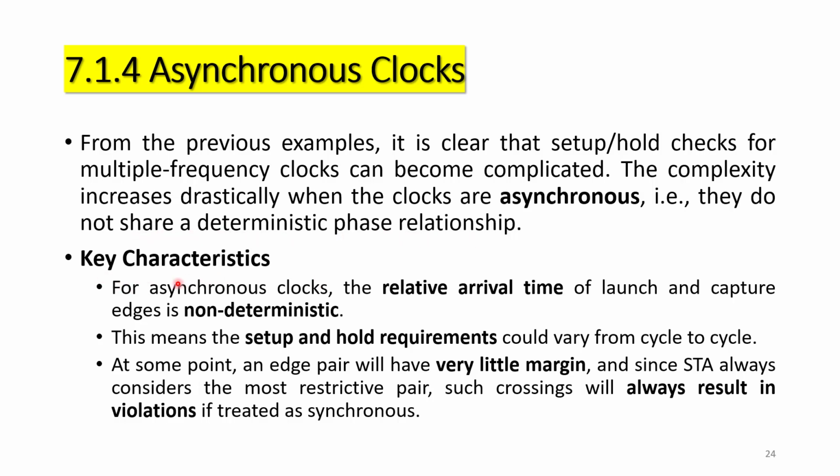Next, coming to key characteristics. For asynchronous clocks, the relative arrival time of launch and capture edges is non-deterministic. This means the setup and hold requirements could vary from cycle to cycle. At some point, an edge pair will have very little margin, and since static timing analysis always considers the most restrictive pair, such crossings will always result in violations if treated as synchronous.